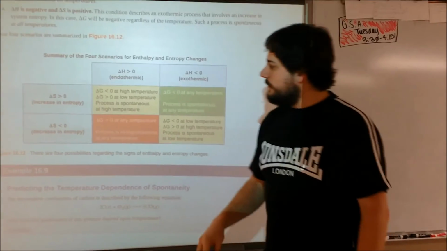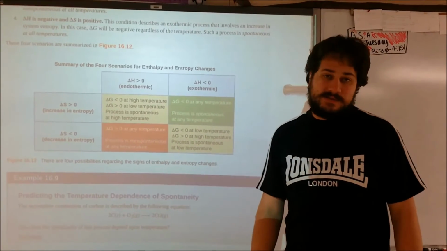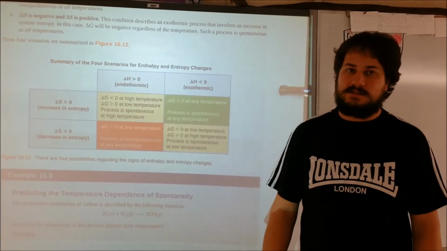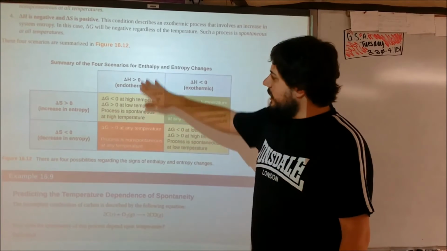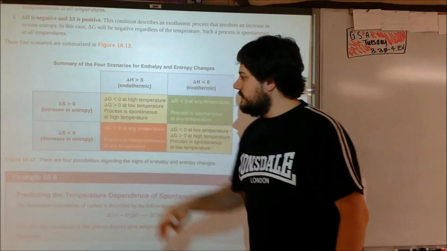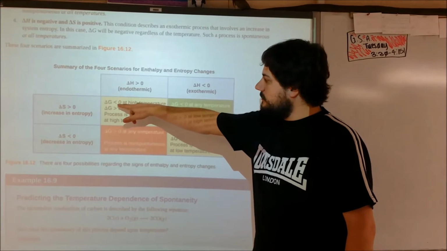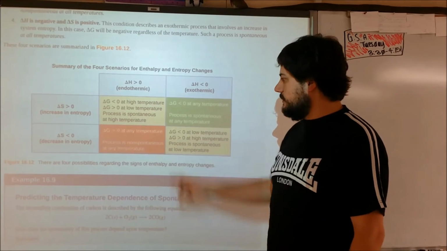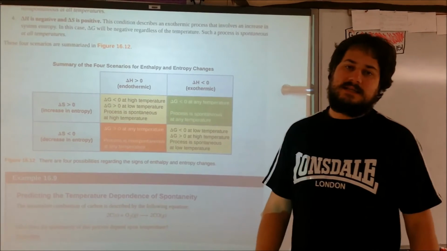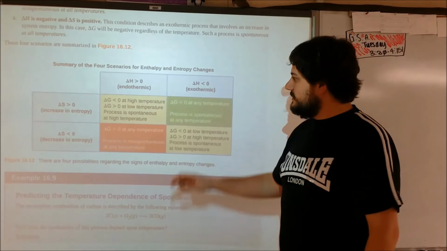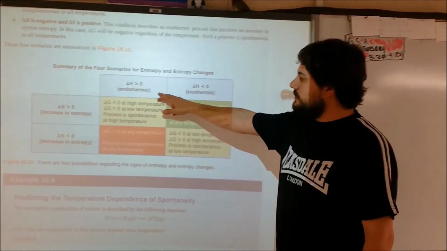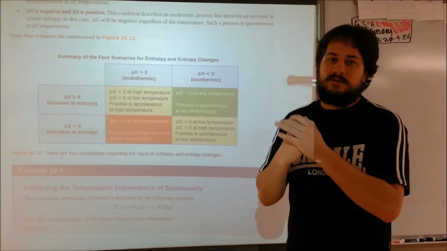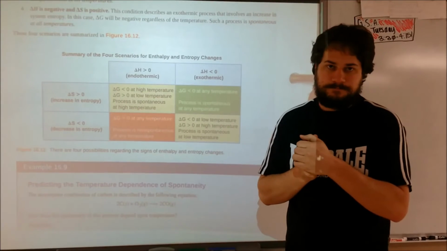And then here, we have increasing entropy, so delta S greater than 0, or decreasing entropy, delta S less than 0. If you have an endothermic reaction with increasing entropy, the delta G is less than 0 at a high temperature, or the delta G is greater than 0 at a low temperature. This process is spontaneous at high temperatures. So it's an endothermic reaction, which means it's bringing in heat from the environment. So at a high temperature, that reaction will spontaneously happen.